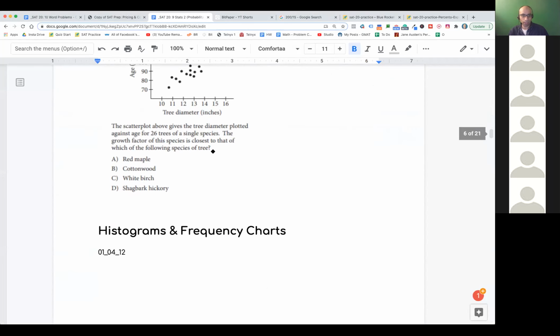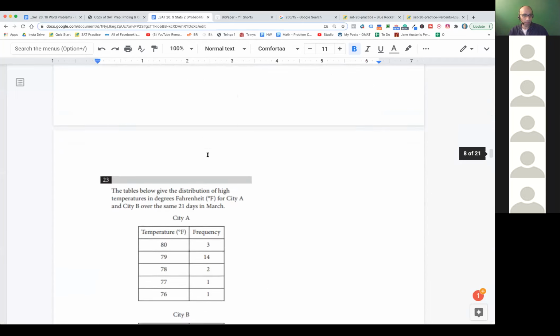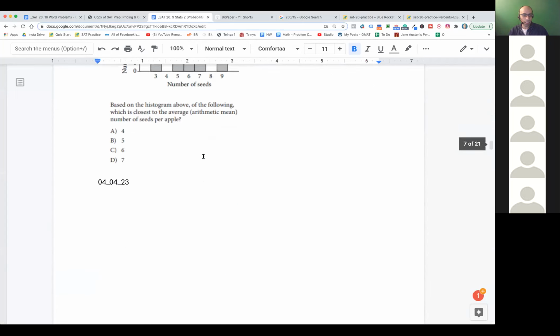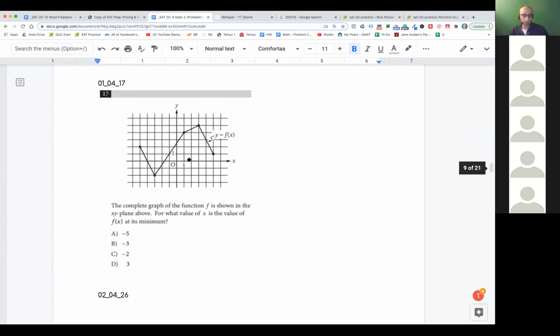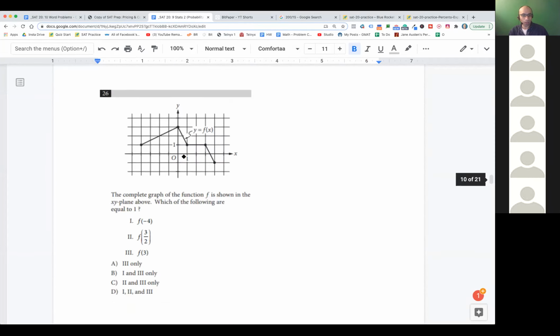These are again all picked up from the previous publicly available tests. Standard deviation, I believe we did yesterday. Even something like this is really a scatter plot problem, okay? Even though it looks like a functions problem, very easy to solve.